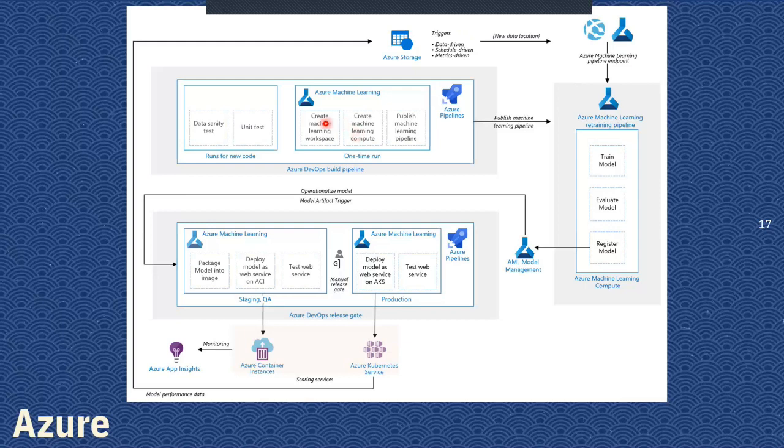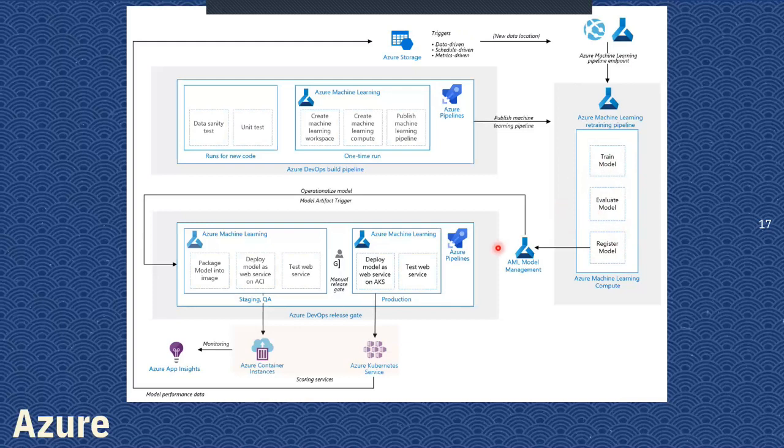Now you create a machine learning workspace, you create machine learning compute, you publish. This is the pipeline you've published. And this is a very interesting part I want to talk about. You've registered the model, you've trained, you've evaluated. So all these things here are a block of operations that you can run.